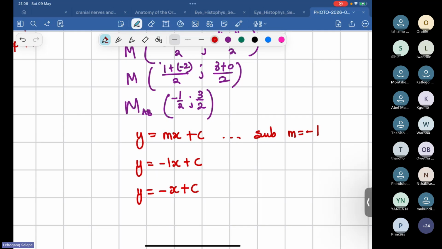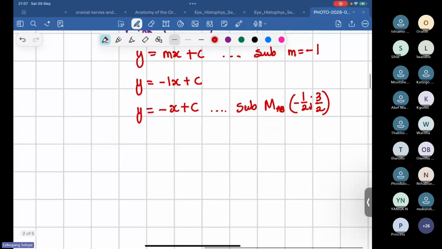Then from here, what do we do? We need to substitute a point on the line to solve for c. What is the point on the line that we have? We have the point M, the midpoint of AB, which is negative 1 over 2, 3 over 2. The reason why we're substituting this point is to solve for c. Now we are saying y value is 3 over 2 is equal to negative the x value, negative 1 over 2, plus c.